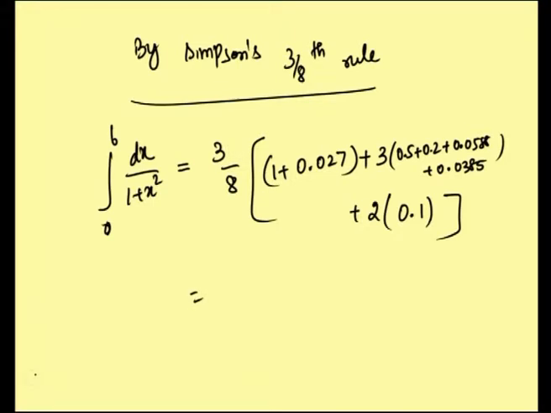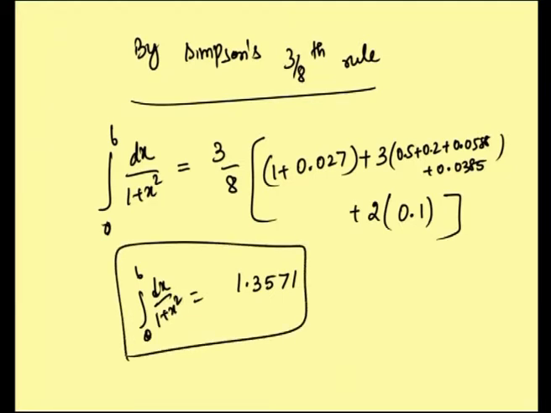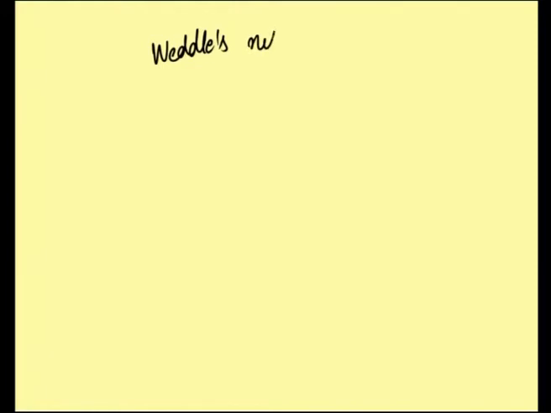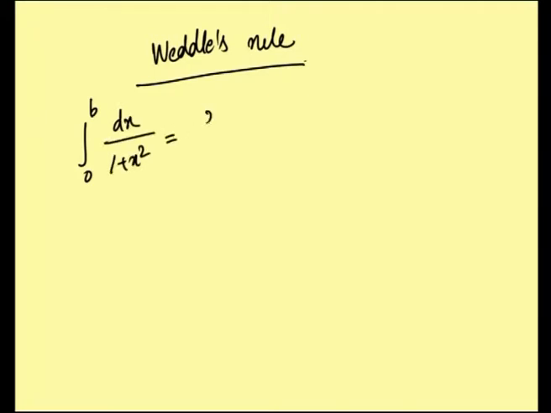So, 3 by 8 into these values, and it comes to be equal to 1.3571. Integral 0 to 6 dx by 1 plus x square is 1.3571. Next, by Weddle's rule, we have integral 0 to 6 dx by 1 plus x square is equal to 3h by 10. h is 1, therefore 3 by 10.